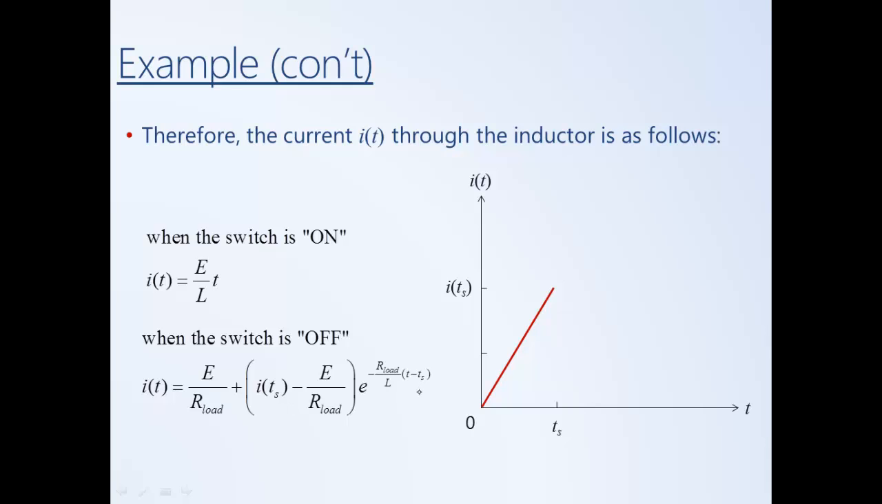As t goes to infinity, this exponential will decay to 0, and so this whole term will go to 0, and the current will approach E over R load, and it'll behave in essence like this. So when the switch is closed, current increases, and then when the switch is opened, it will decay. This is making the presumption that we waited until the current was greater than E divided by R load before we flipped the switch.